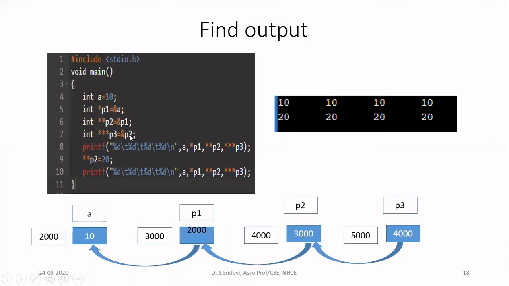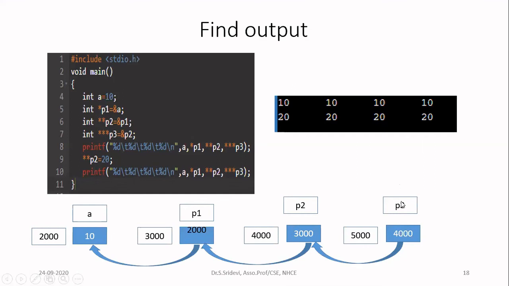That means, up to this p2, the previous diagram you can use. Now I'm going to add this particular box. So what is this p3? It is going to contain the address of p2. That means p2 is stored at the address 4000. You take the address 4000 and store it in the pointer variable p3.